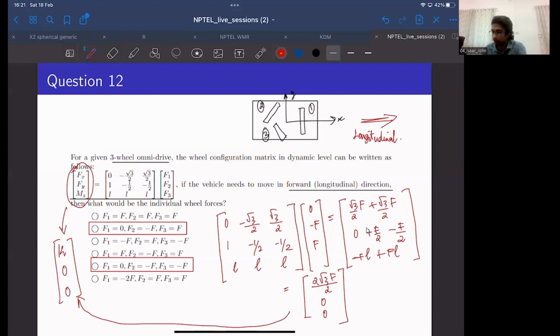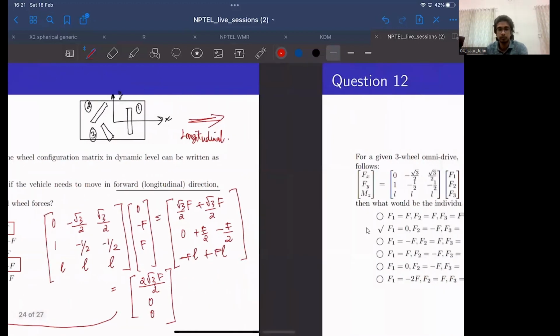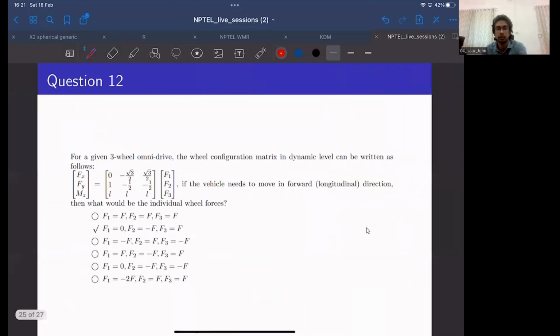So in that regard, what is the correct option? It should be option B: 0 along the first component, minus f along the second component, and f along the third component. Yeah. Option B is the correct answer.